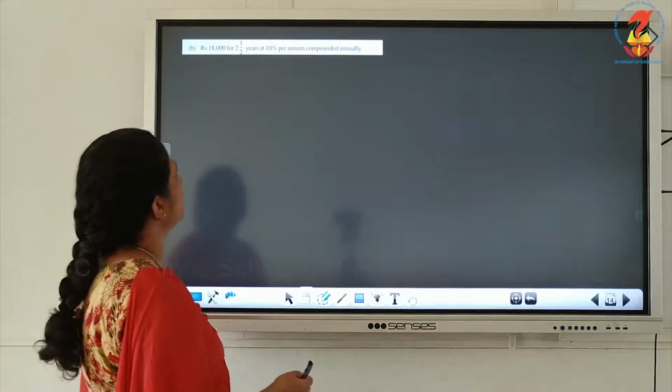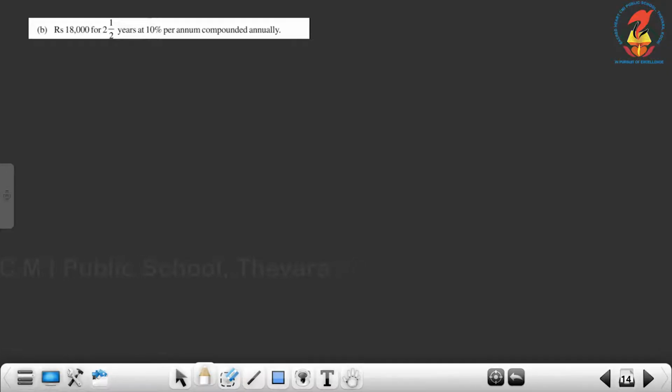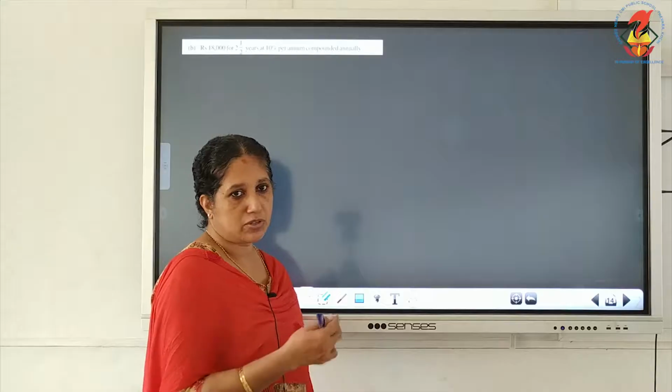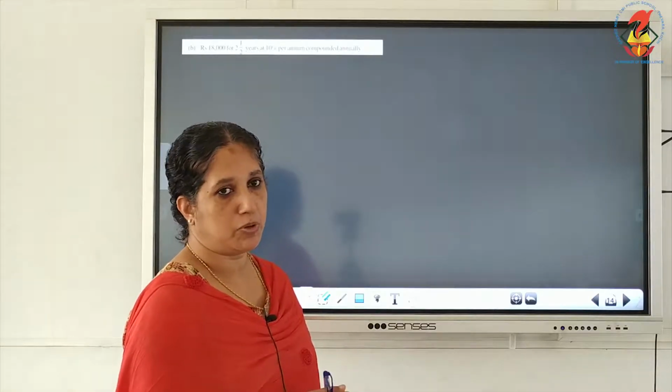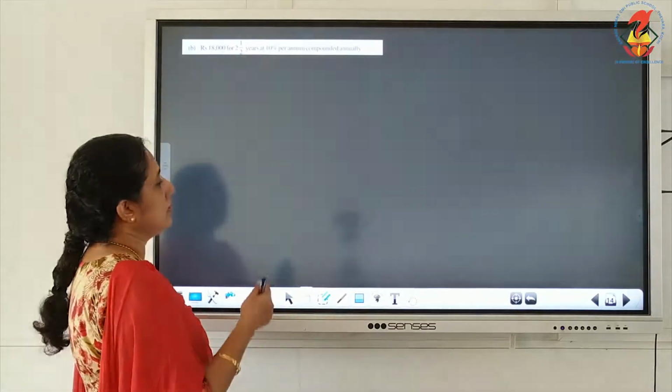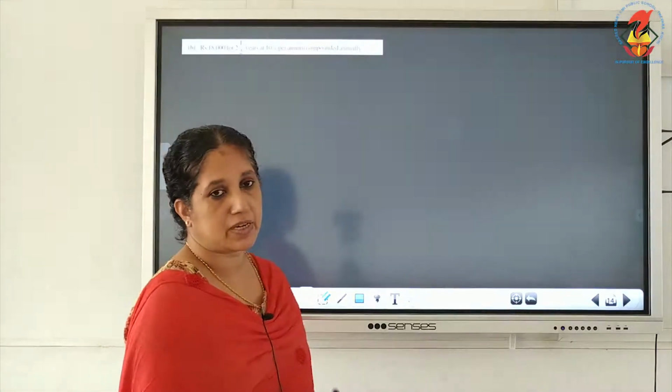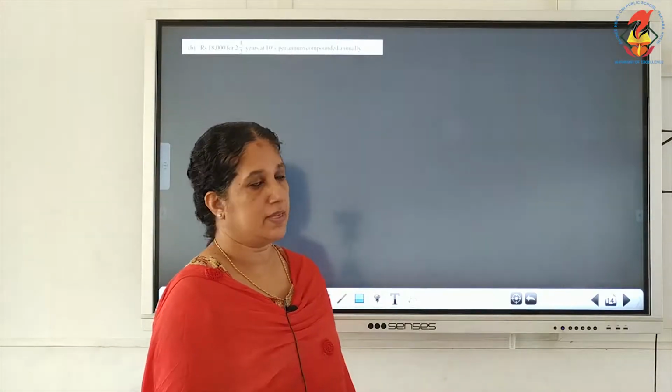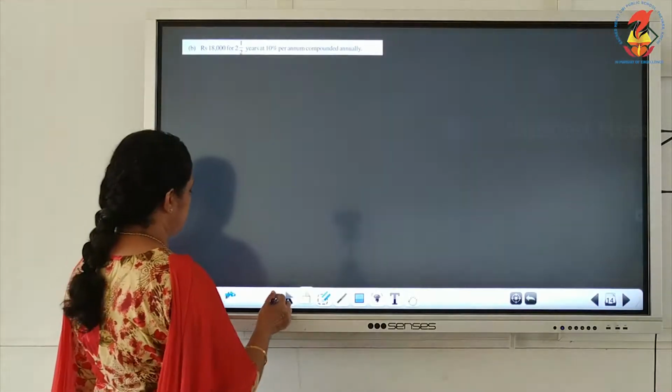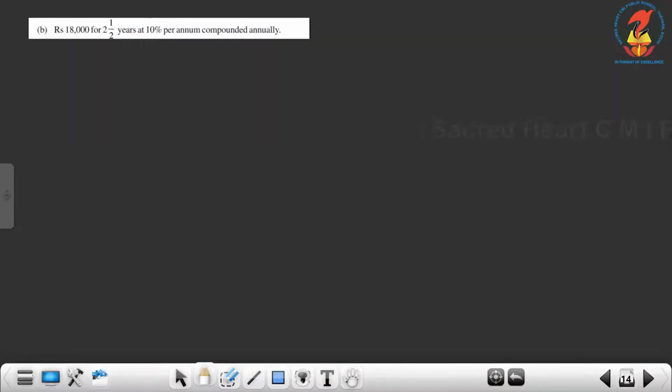Now next question. Rupees 18,000 for 2.5 years at 10% per annum compounded annually. So here also you have to find out the amount and the compound interest. So first of all, in order to find out the compound interest, we have to find out the amount. So how can you find out the amount? In order to find out the amount, principal is given. Principal is equal to rupees 18,000.